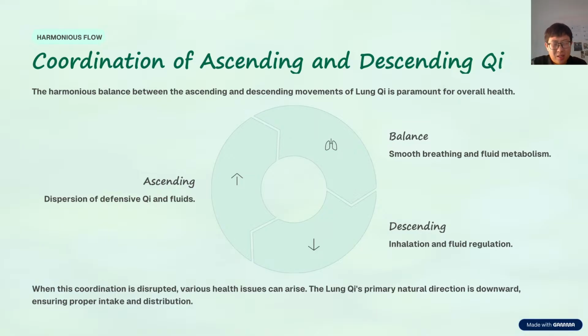So the coordination of the ascending and descending of energy is very important. If they are balanced, your breath is smooth and the fluids in your body can be properly distributed. If something is wrong with the descending and ascending of the energy in the lung, a lot of symptoms may occur.